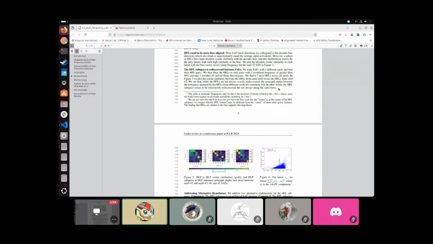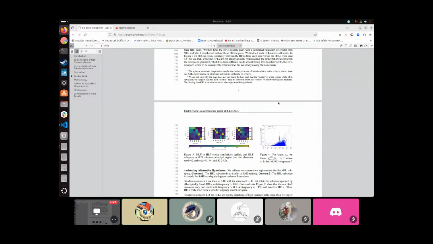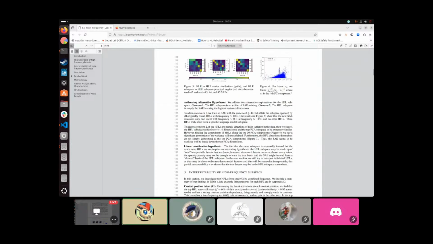It seems like the model is maybe encoding a lot of things on those spaces, and the sparse encoders are learning to put some random directions there, but not all of them. Not consistently the same directions, which is probably just an indication that sparse encoders are bad, and also that the way they are trained doesn't incentivize them to learn this kind of thing well. We addressed two alternative explanations for the high frequency subspace.